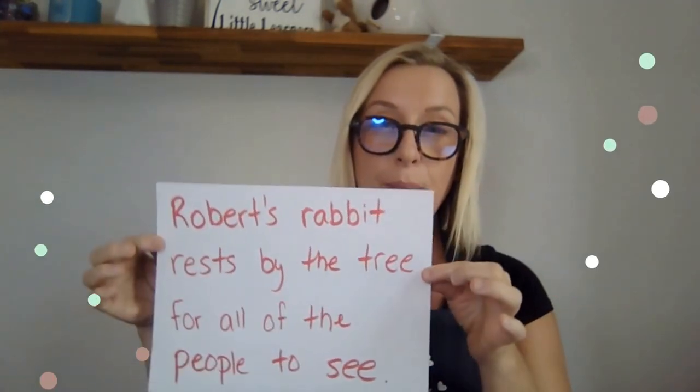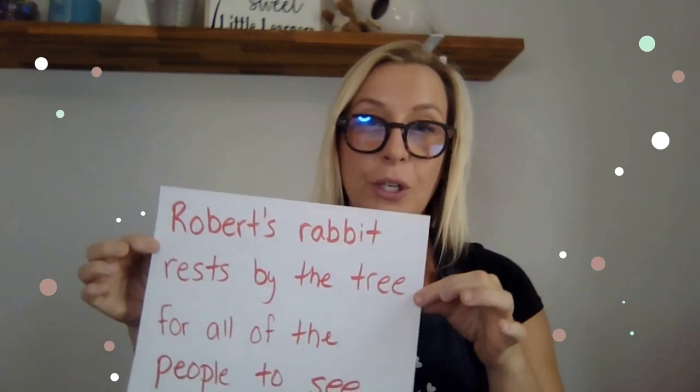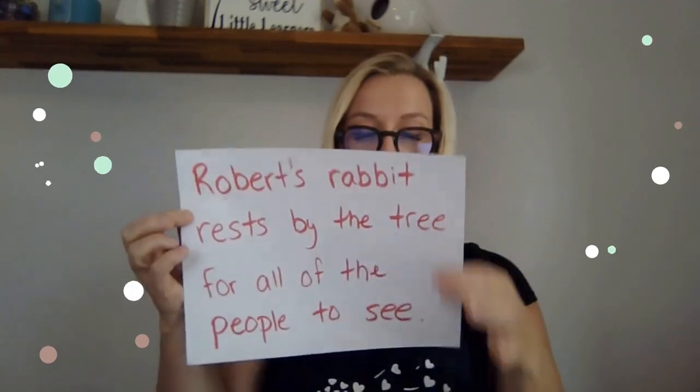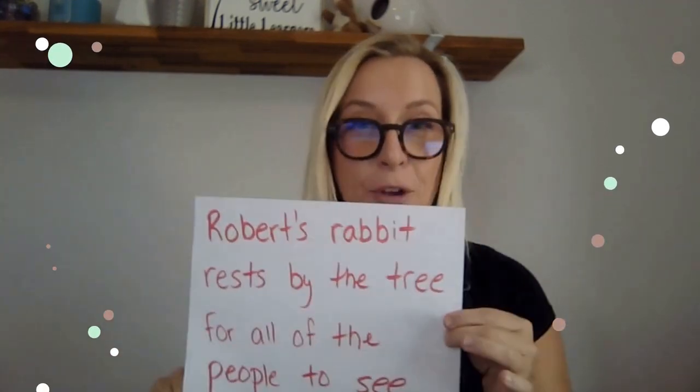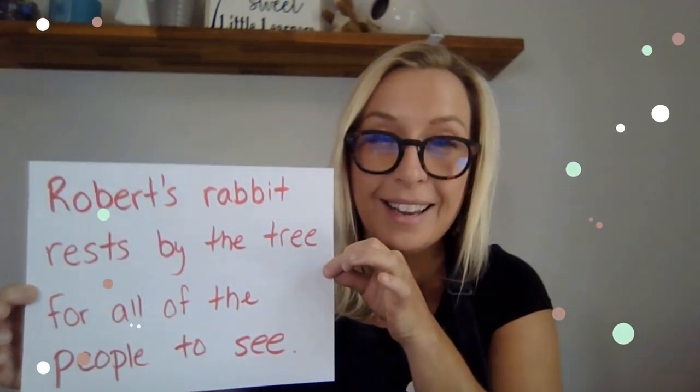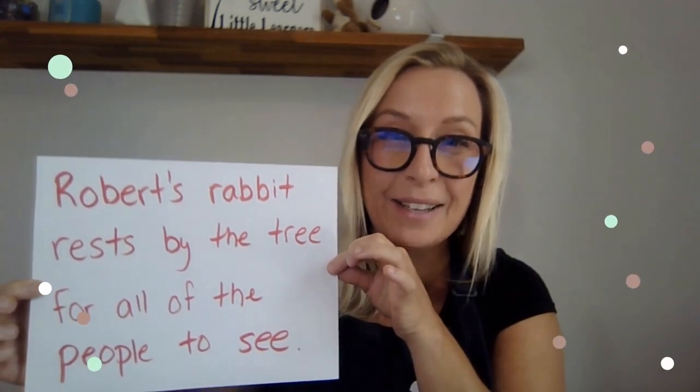So make sure you duplicate this rhyming poem and have the little learner circle the R's and practice it. So there's two rhyming words, tree and see. So I'm going to pause and see if you can remember them. Ready? Robert's rabbit rests by the tree for all of the people to... Did you say see? Okay.